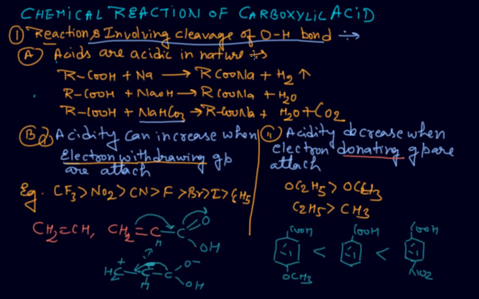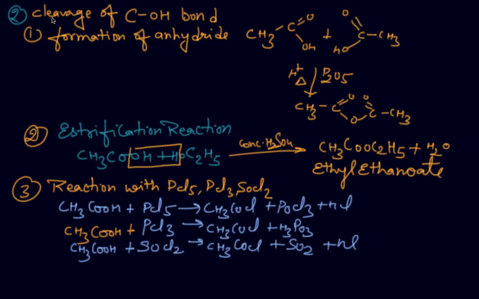Next is the cleavage of the C-OH bond, same as we discussed earlier. Number one is the formation of anhydride. When I take two molecules of acid and react them in the presence of phosphorus pentoxide, providing an acidic medium, we are getting acetic anhydride, known as ethanoic anhydride. Easily you can identify it this way: CH3CO-O-COCH3.